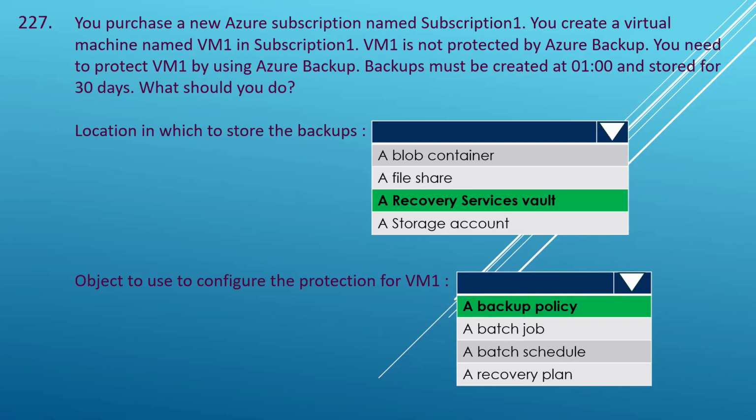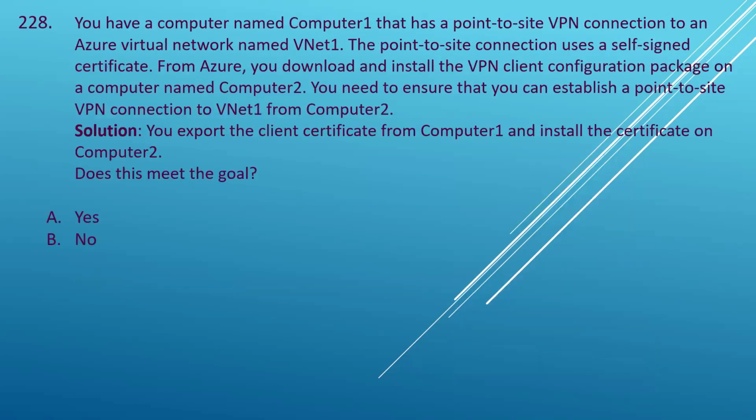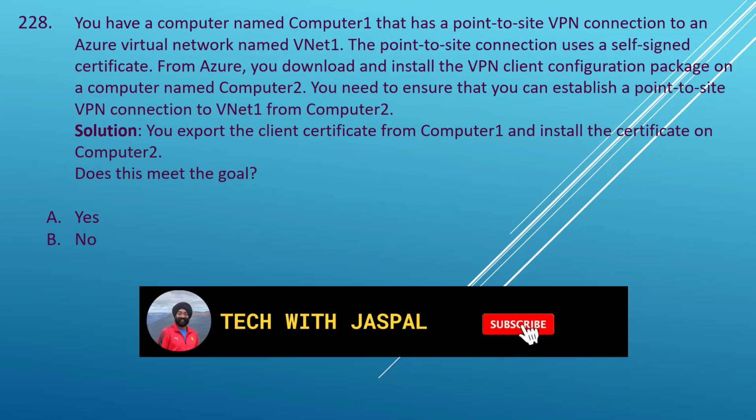This is question number 228. You have a computer named Computer 1 that has a point-to-site VPN connection to an Azure virtual network named VNet 1. The point-to-site connection uses a self-signed certificate. From Azure, you download and install the VPN client configuration package on a computer named Computer 2. You need to ensure that you can establish a point-to-site VPN connection to VNet 1 from Computer 2. And the solution you give is you export the client certificate from Computer 1 and install the certificate on Computer 2. Does this meet the goal?